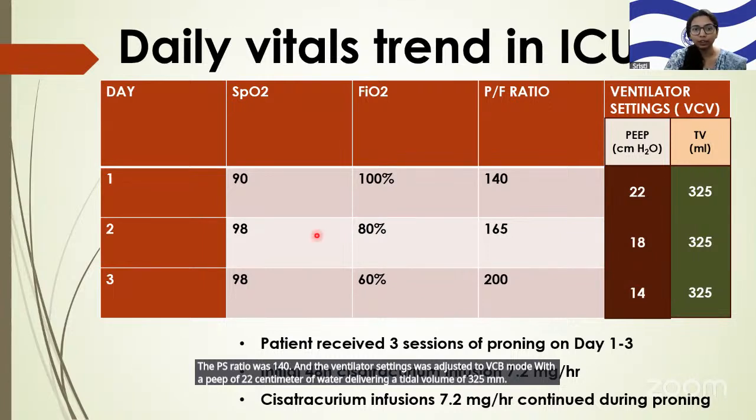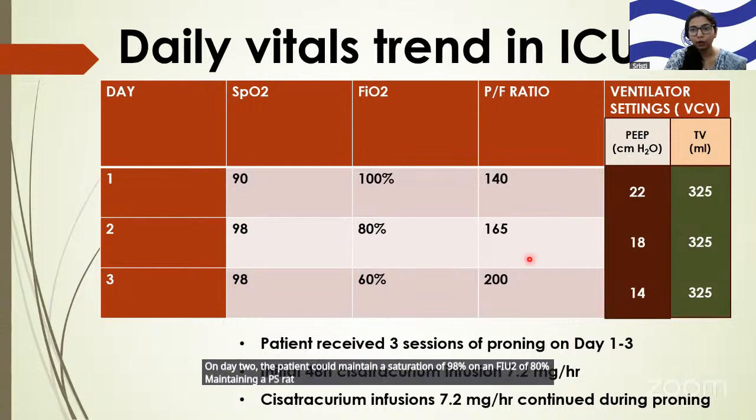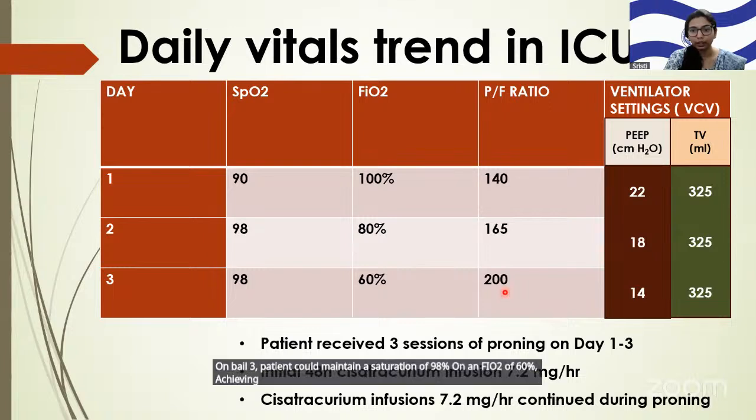On day 2, the patient could maintain a saturation of 98% on an FiO2 of 80%, maintaining a PF ratio of 165 on a PEEP of 18 centimeter of water and a tidal volume of 325 ml. On day 3, the patient could maintain a saturation of 98% on an FiO2 of 60%, achieving a PF ratio of 200 with a PEEP of 14 centimeter of water and a tidal volume of 325 ml.